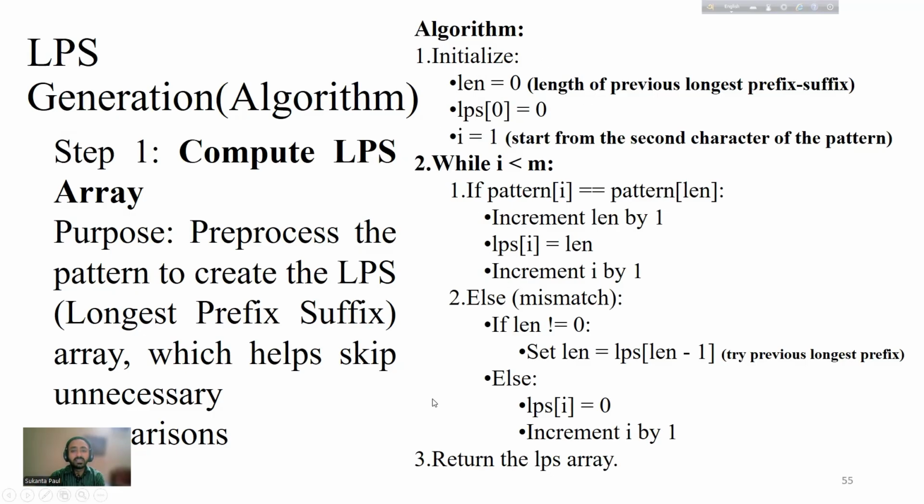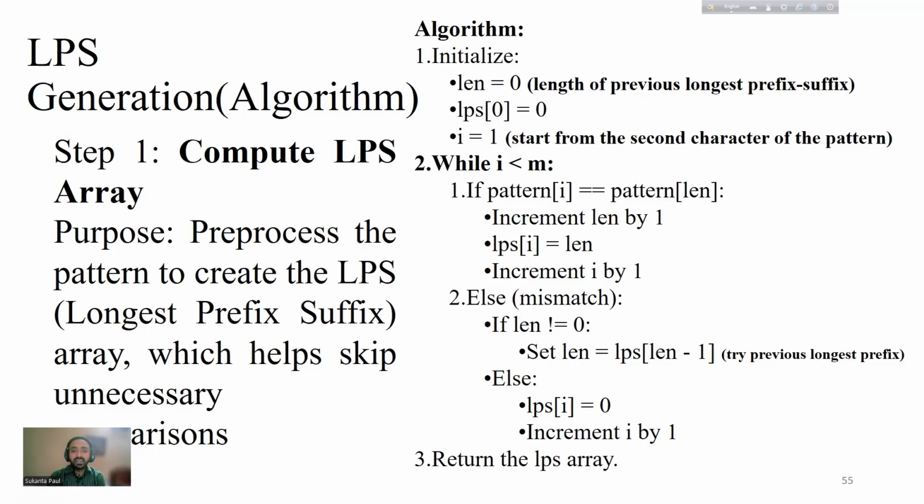This is the algorithm. So initially, we will initialize len is equal to 0. That means initially, there will be no previous longest prefix suffix. That's why it is 0. And the first value of LPS array will be also 0. And the scan will start from one position. That means I start from the second character of the pattern. And it will continue up to m. What is m? M is the length of the pattern.